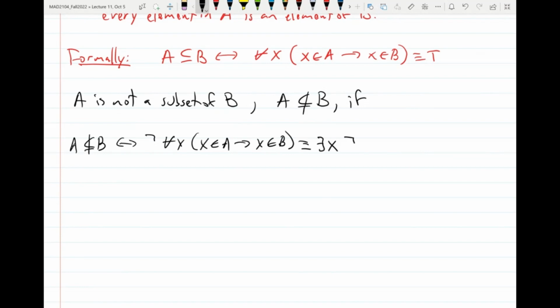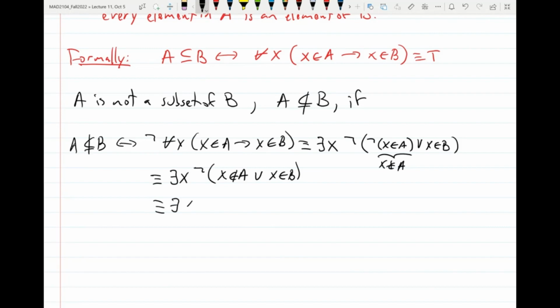There exists some x, and then we need to negate the parentheses. Now, to skip a step to save time, we need to break this implication. What's an equivalent way of writing it? The negation of x is in A, or x is in B. As you know, the negation of x is in A would mean x is not in A. So from now on, I will write x is not in A. You okay with this? So now there exists an x such that the negation of x is not in A or x is in B. Now let's negate using De Morgan's law.